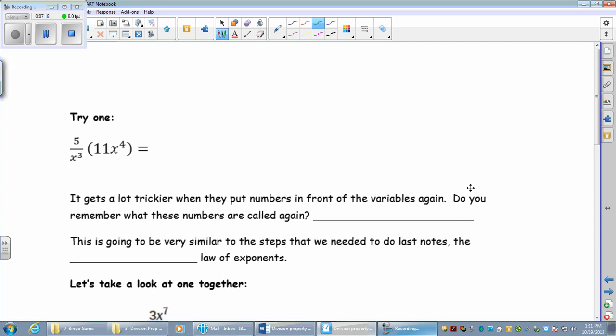On the next page, would you please try this one, pause your video, and then when you are done, unpause it to check and see how you did. All right, so hopefully that was enough time for you to pause it and unpause it.